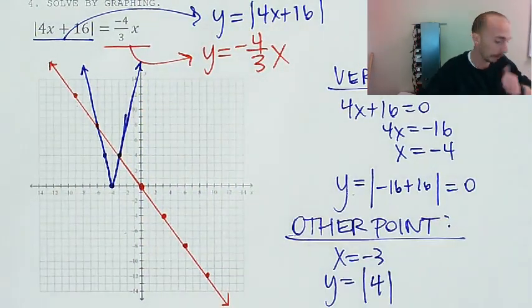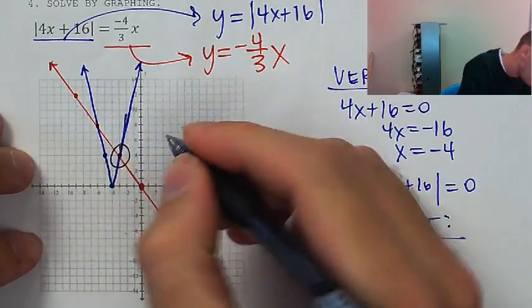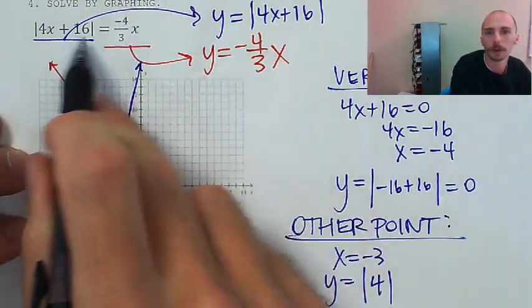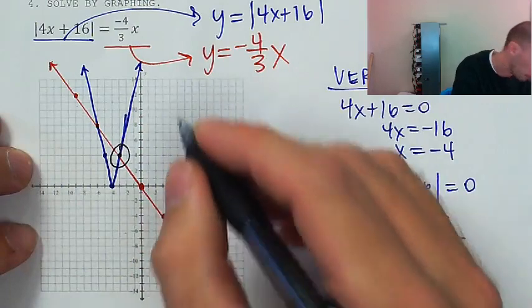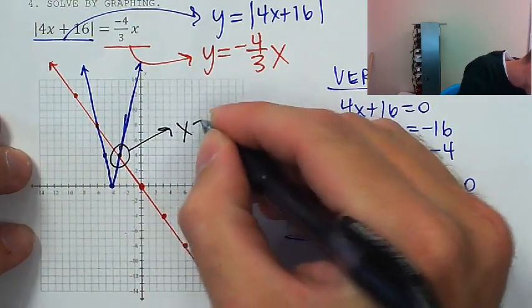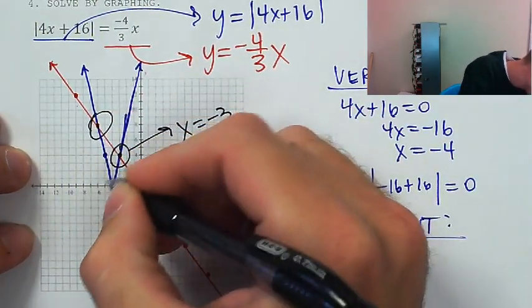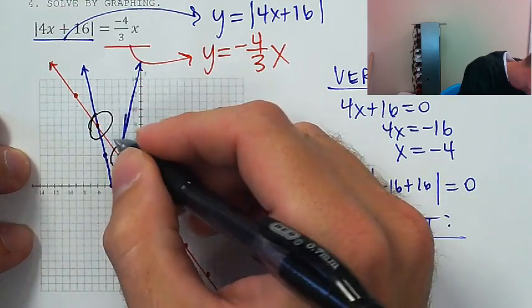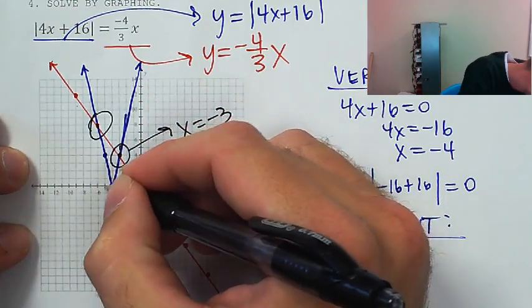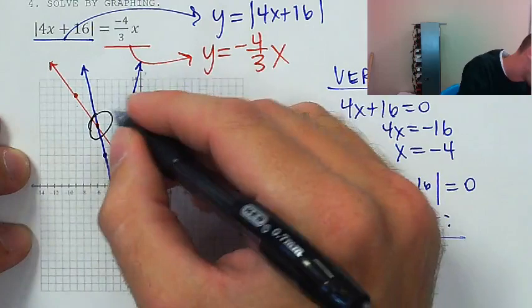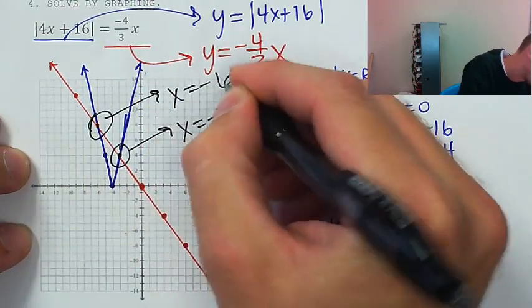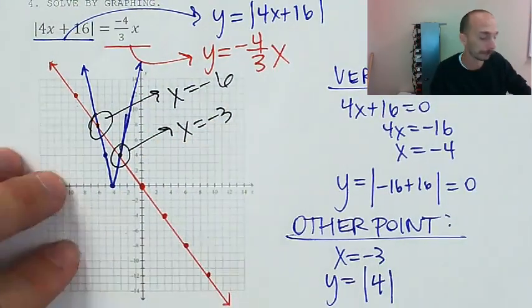But what really matters is the intersection points, and really the x-coordinate of the intersection point, because that'll be the x value that makes these equations true. So this is x equals negative 3. And right there, x equals negative 6. And that's how we solve by graphing.